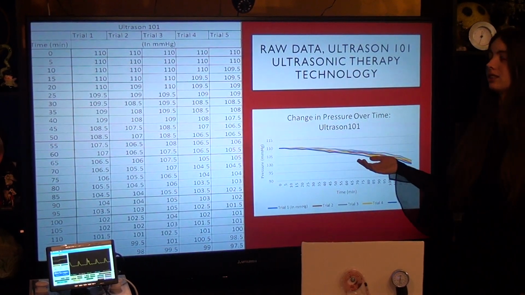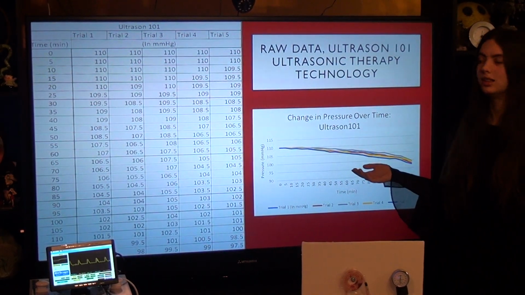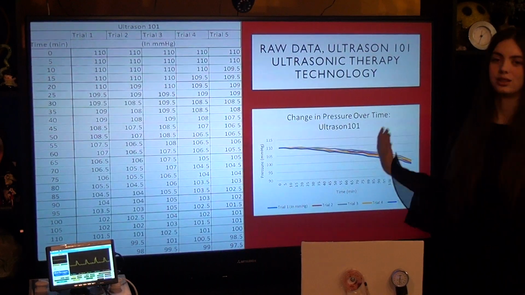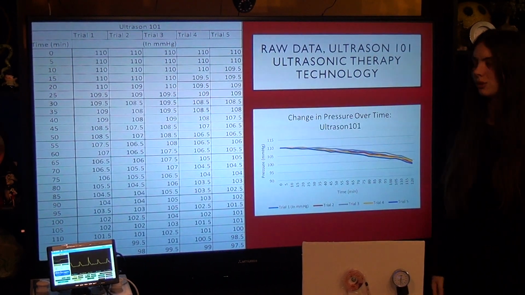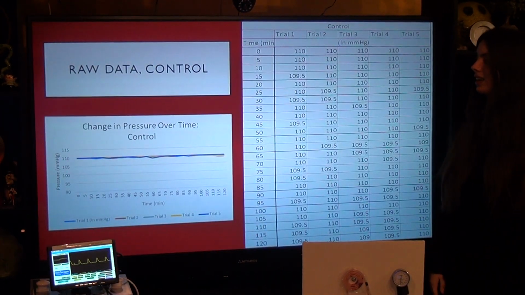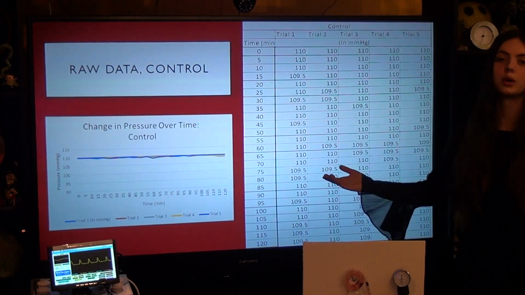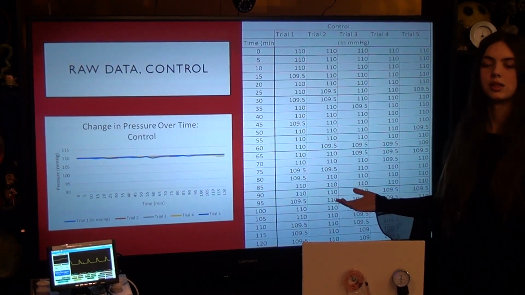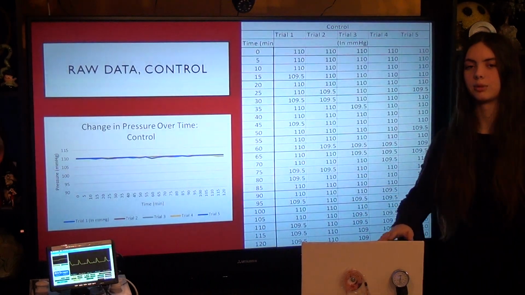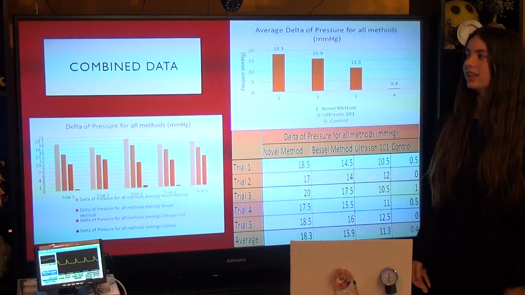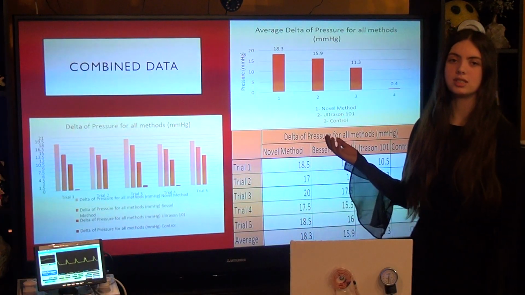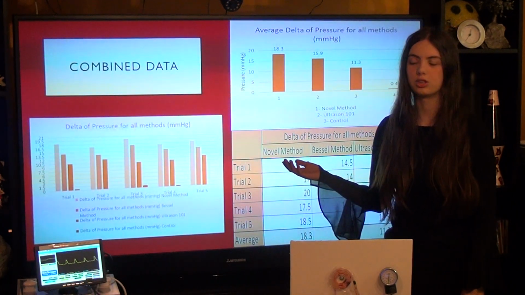Here we have the raw data for the commercially available method, the Ultrason 101, and you can see the pressure decrease over a 120-minute period. And here we have the raw data for the control, where no ultrasonic technology method was applied to the apparatus. Here we have the combined data that shows the delta in pressure for the 120-minute trial.